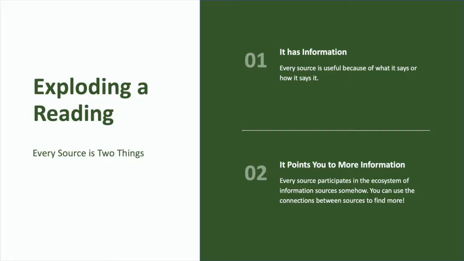One core strategy that works most of the time is something that I call exploding a reading. This method relies on one core concept about how communication works. Every source is two things at the same time. Every source has information. We're used to this. We already know that everything that we hear and see and read is telling us stuff. Every source also points you to more information. Every source is participating in a whole ecosystem of information.